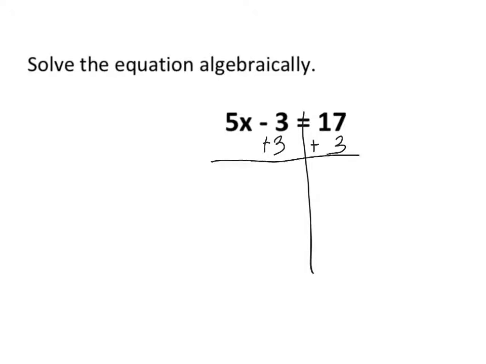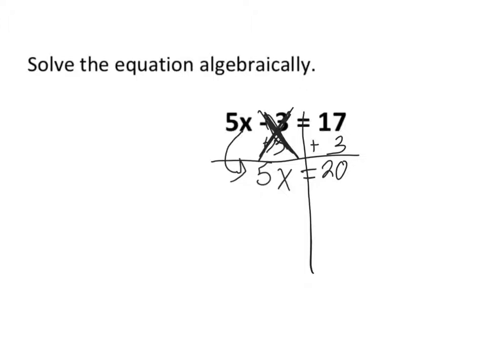We're going to draw an equal sign across here. So we have 17 plus 3 equals 20. And then we have negative 3 plus 3, which those just cancel out, and those are 0. We're going to bring that 5x straight down. That way our equation is lined up. Now we have 5x equals 20.